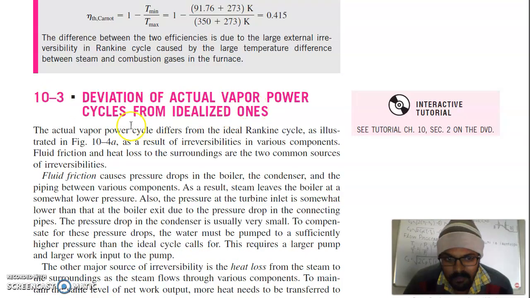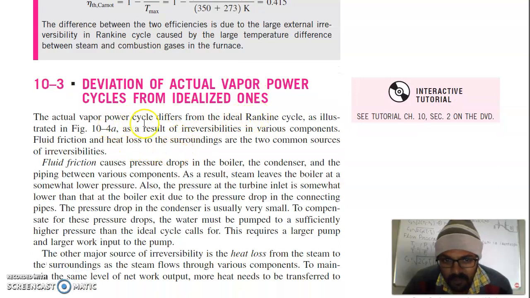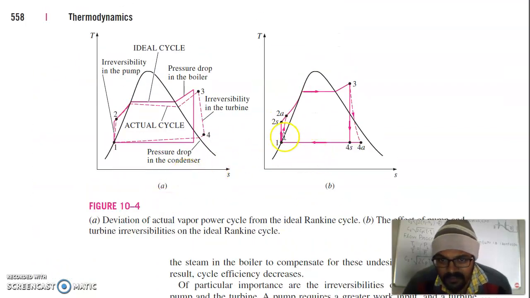Now, deviation of the actual vapor power cycle from the ideal. The actual vapor power cycle differs from the ideal Rankine cycle as a result of irreversibilities in various components. Fluid friction and heat loss to the surroundings are the two common sources of irreversibilities. You can see here, first of all, 1, 2s, 3 and 4 is your ideal cycle, but as we know, the compression is not isentropic, so it will deviate from isentropic, and this 2a is your exit condition of the fluid at the compressor outlet. During expansion from 3 to 4s it also is not isentropic, so the actual process is 3 to 4a; it deviates from the isentropic process.